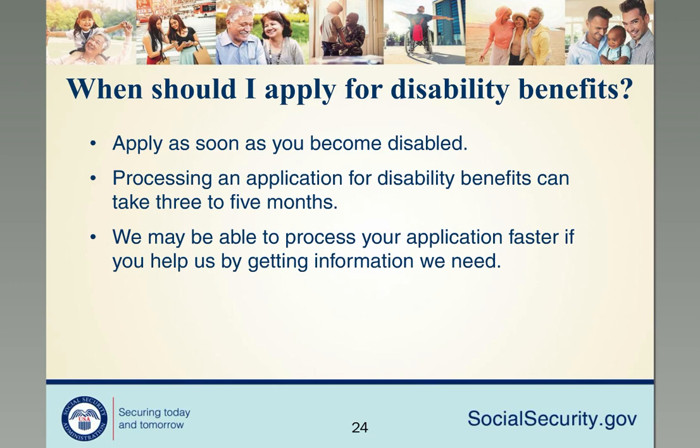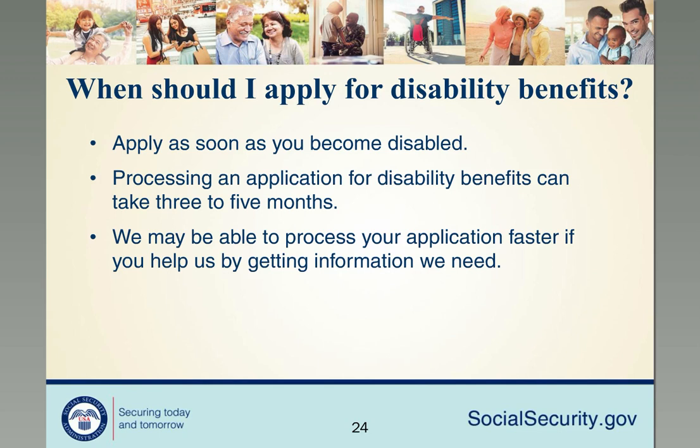We may be able to process your application faster if you help us by getting information we need. Meaning, when you file for disability benefits, if you can provide us with any medical documents, that will help speed up the case. Now then, a couple of hints. If you're helping someone file for disability benefits, you want to give us everything that prevents that person from working. Meaning, if their major disability is a back injury, you still want to tell us about all the other things that limit their ability to work, including if they have some sort of eyesight problem, they wear glasses, or they're colorblind, or anything else that might limit their ability to work.